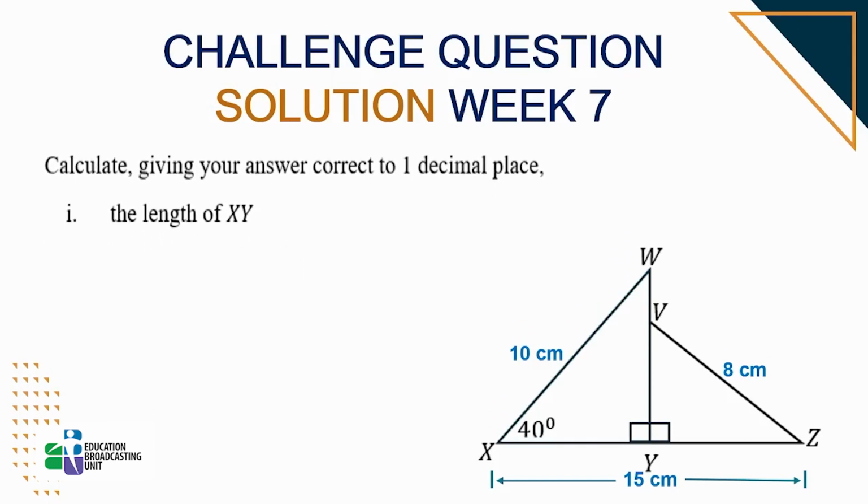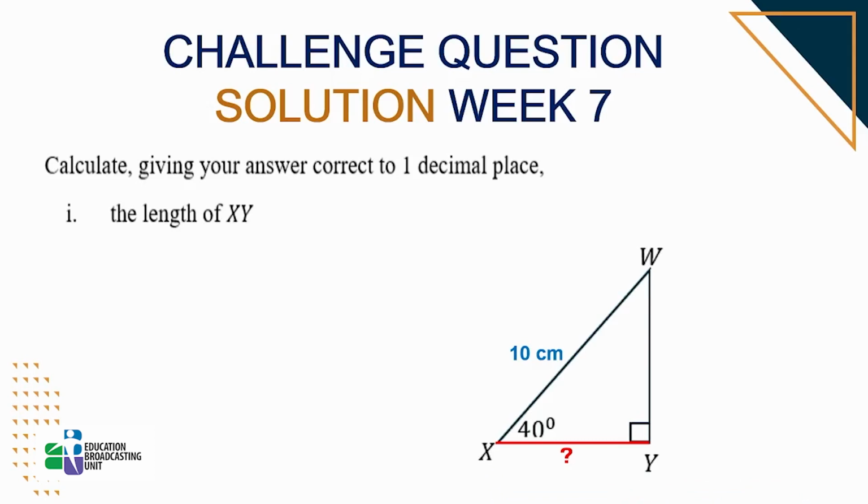So let's focus on the first part, the length of XY. First, we would begin by identifying the side XY. And there we have it. So we are now responsible for finding that measurement. By isolating just that portion that we will need, we now have a right-angled triangle. So given the 40 degrees angle, first thing we're going to do is to label our sides.